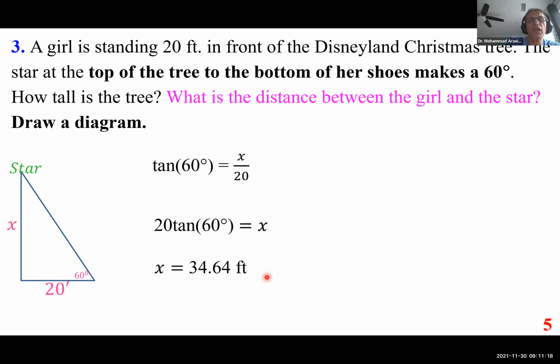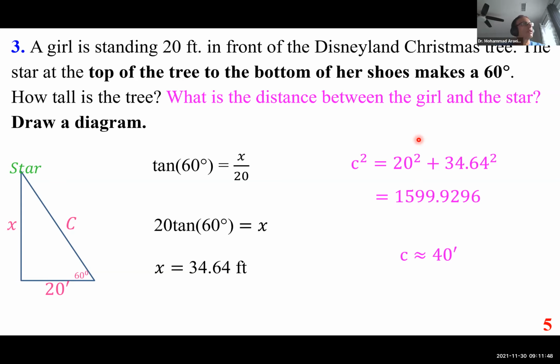The second part, what is the distance between the girl and the star? We want this distance, which we call c now, using the Pythagorean theorem, a squared plus b squared equals c squared. So we square this one, we square this side, which we found, and that becomes c squared. Now the number is almost 1600, and when you square them and add them up, c becomes 40 feet.